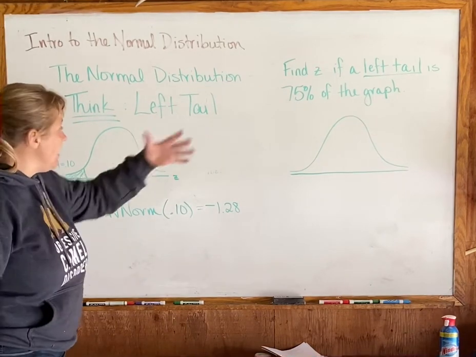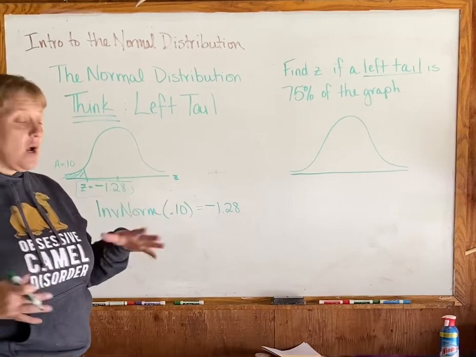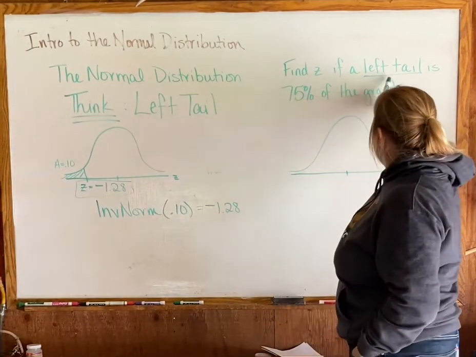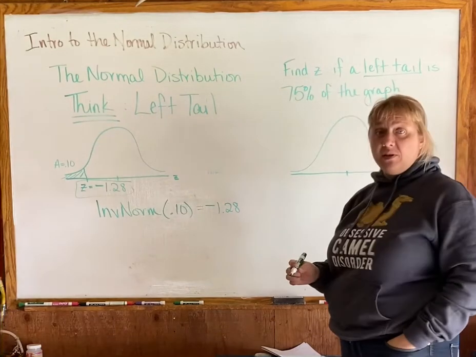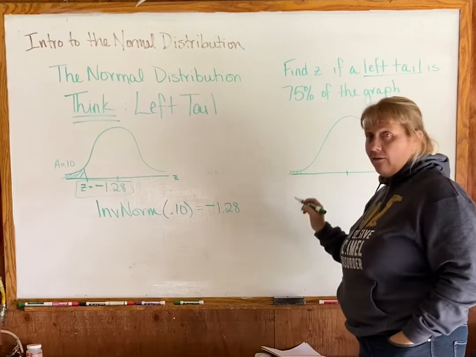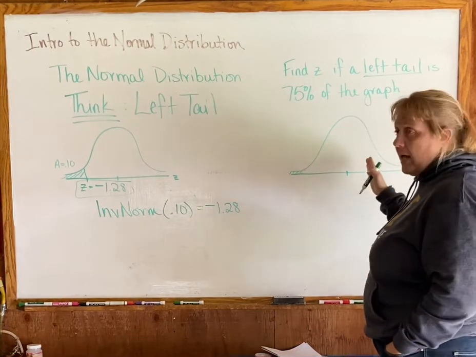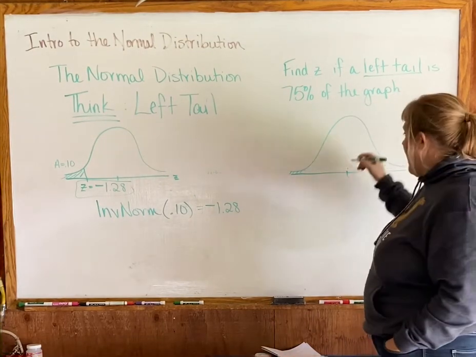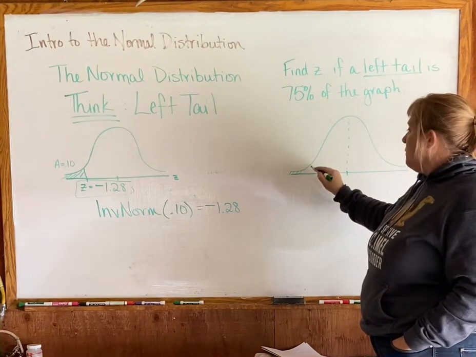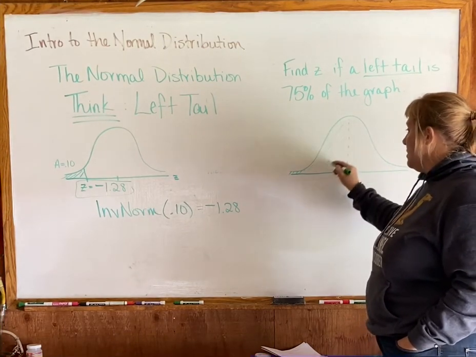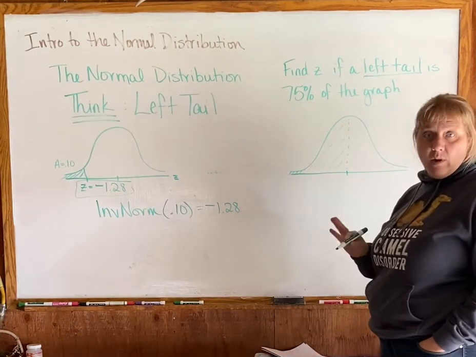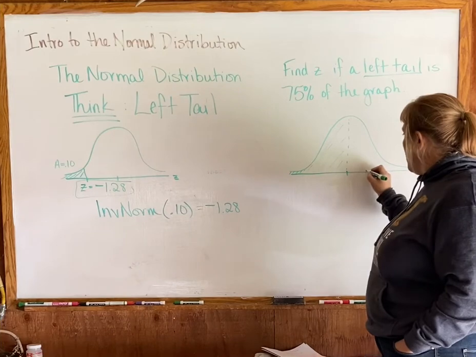The thing that's not so nice is they didn't give us a graph. So if we want to draw a graph, we got to be very clear here. So when it says the left tail is 75% of the graph, that means that we're going to be shading the graph from the left tail, and we're going to go 75% of the graph. Now, here's the middle. So if we go to the middle and shade to the middle, are we at 75% yet? We're not, are we? We're at 50%. So we need to go a little further.